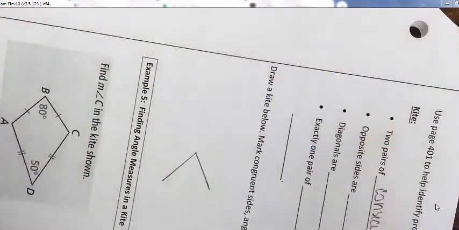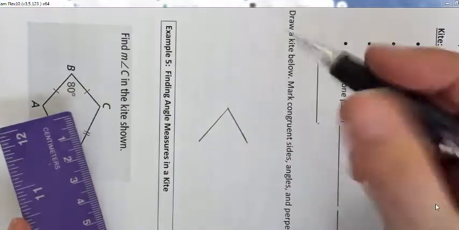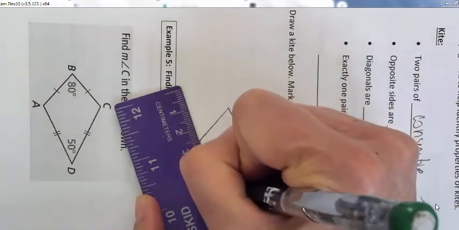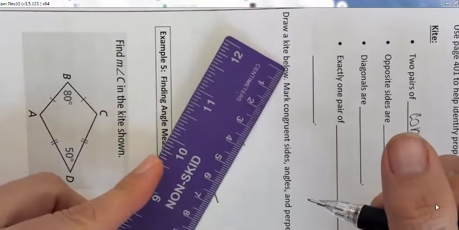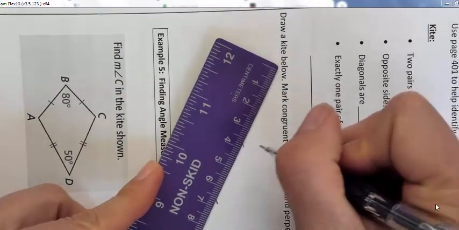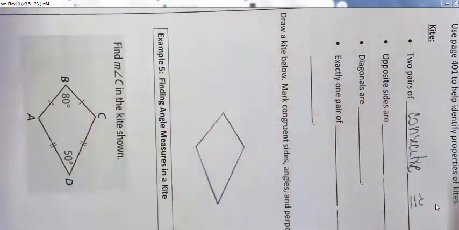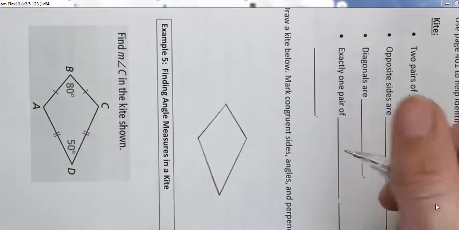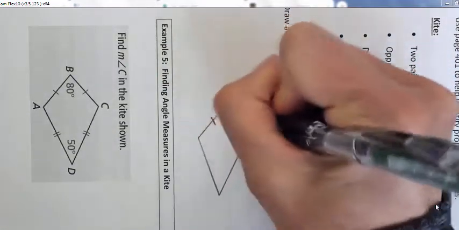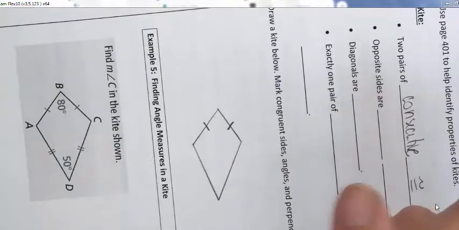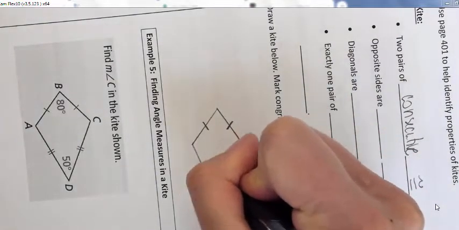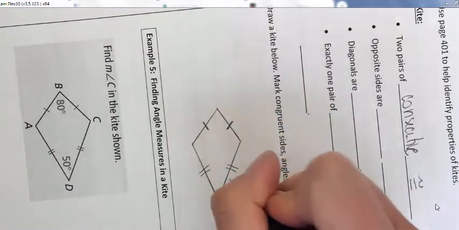Let's try and make those look congruent. So there's one pair of consecutive congruent sides. And then the other ones, something like that. Well, that looks really terrible, but this is why we mark things up. So here's one pair of consecutive congruent sides. Those two touch each other and they are congruent. And then there's another pair of consecutive congruent sides, these two.